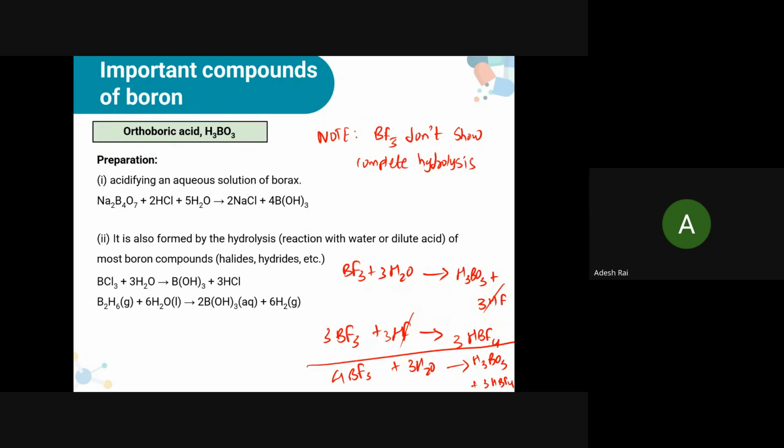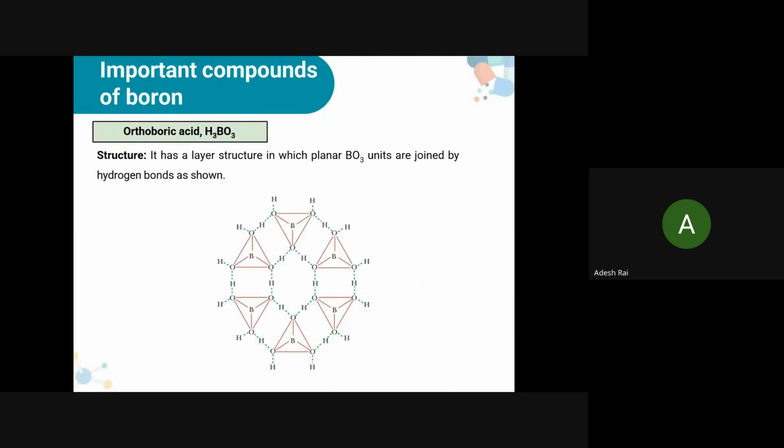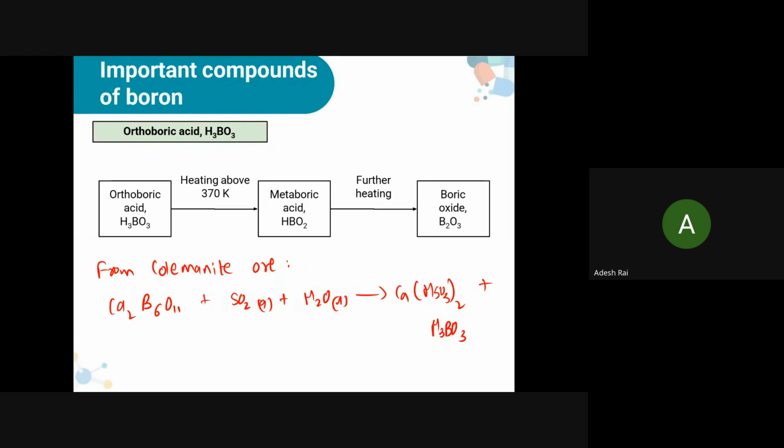And the last method was from colemanite ore. In that, we treat the calcium ore with SO2 gas along with an aqueous solution of that ore, and we end up with boric acid. Please remember this as one of the methods of preparation. So the preparation methods for boric acid are over.